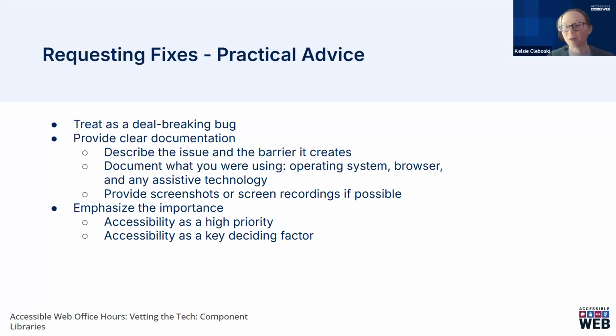I think that can be really powerful when you're explicitly saying, like, the accessibility of this library is going to be a deciding factor in whether or not we use this library. That can be a really powerful statement, really motivating to third-party vendors, and reflects your commitment to accessibility and your commitment to wanting to work with them on improving the accessibility of the library.